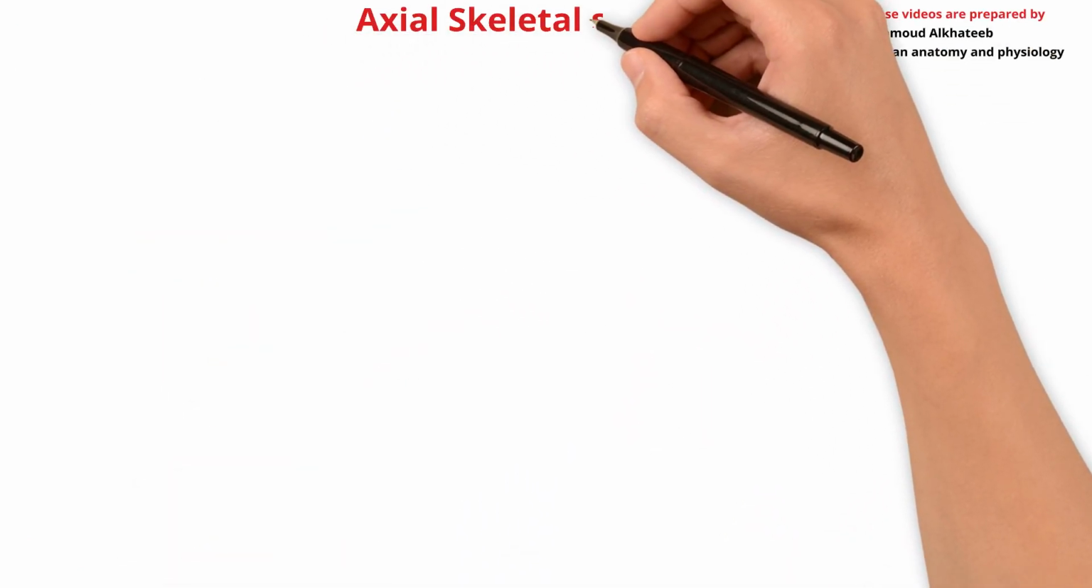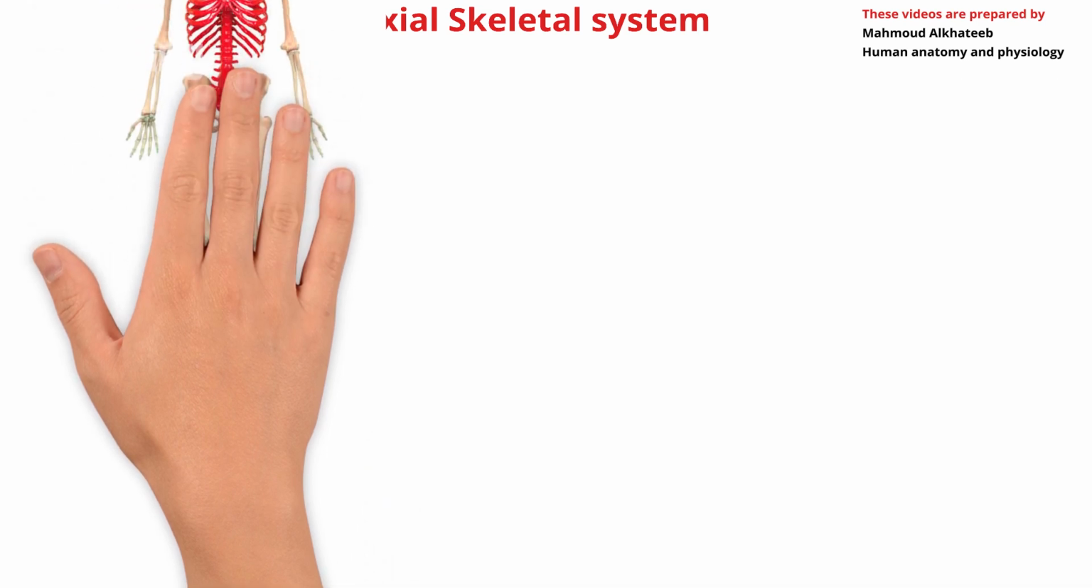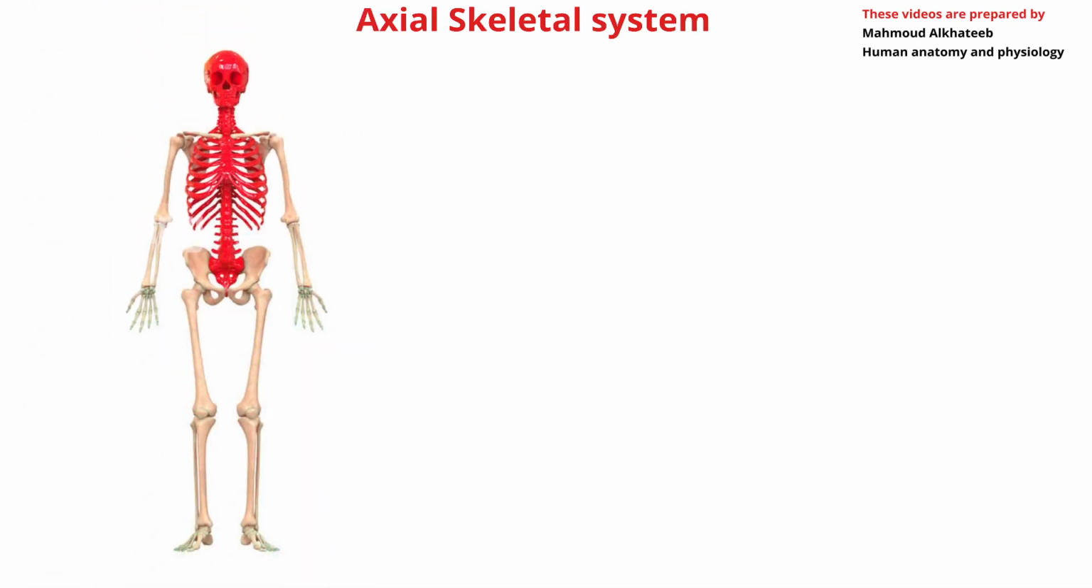The axial skeleton is the central part of the human skeleton, serving as the core framework that supports and protects critical organs. It consists of 80 bones and is primarily responsible for the body's structure, balance, and protection. The axial skeleton is made up of 3 major parts.